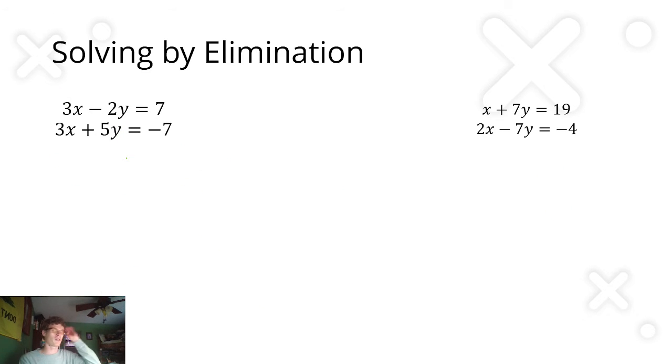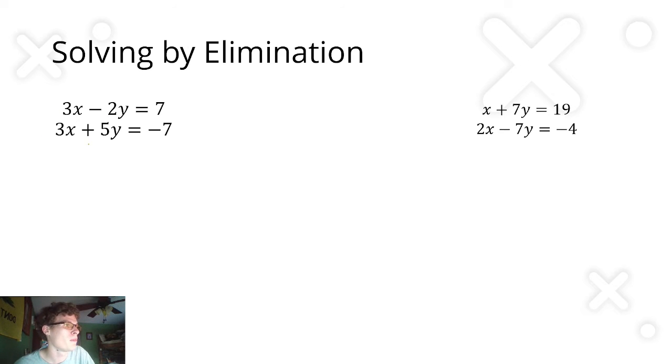Solving by elimination. For this one, rather than solving for a given variable, you are actually cutting out one of the variables in the equation. You're figuring out how to cut out one of the variables within both equations. So how you do that, eliminating a variable, is you figure out how you want to manipulate the equation to cut out a variable.